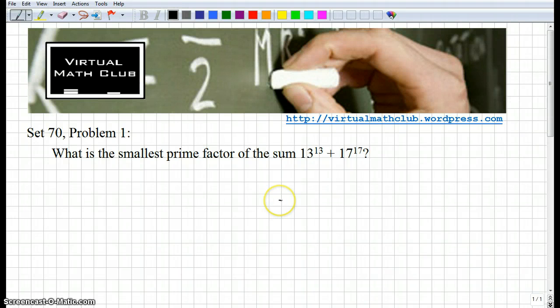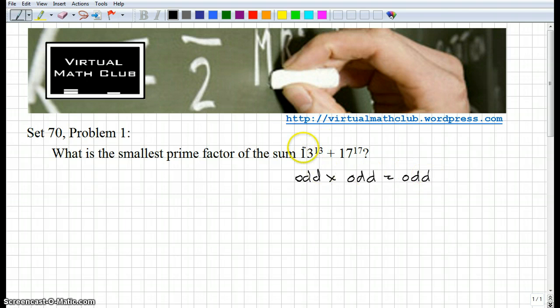In this problem, we're asked to find the smallest prime factor of the sum 13 to the 13th power plus 17 to the 17th power. And the key to this one is to recognize that whenever we take an odd number times an odd number, we get an odd number.